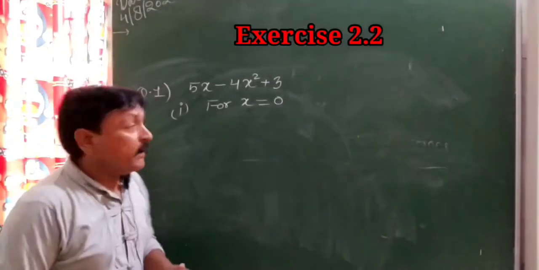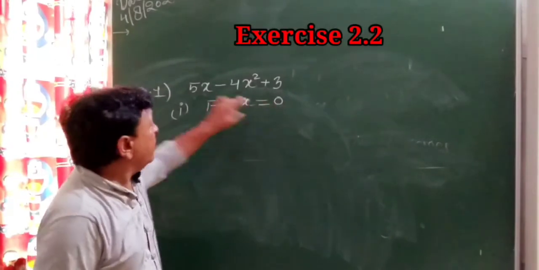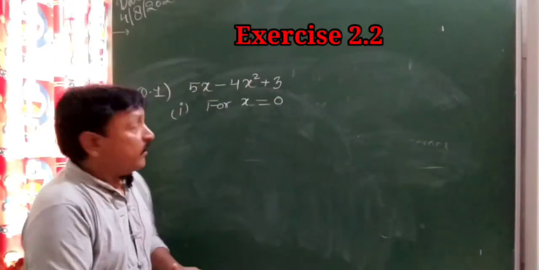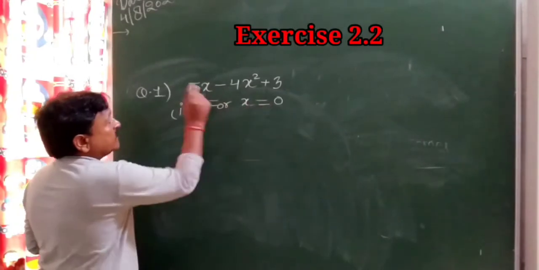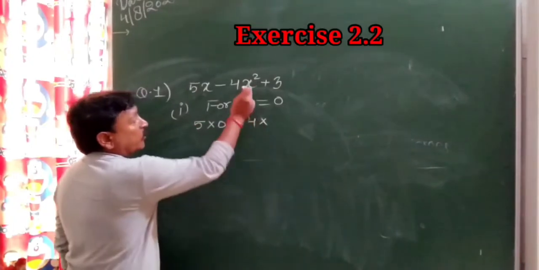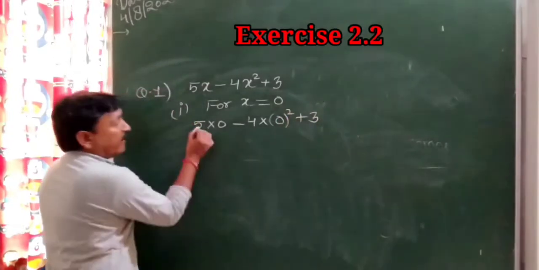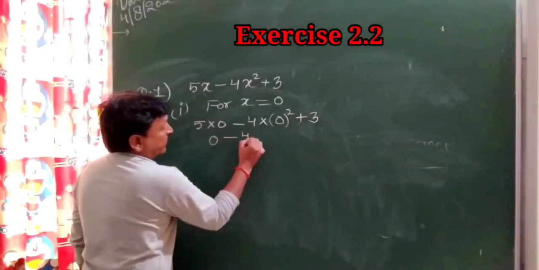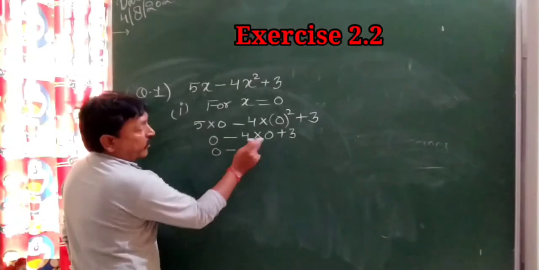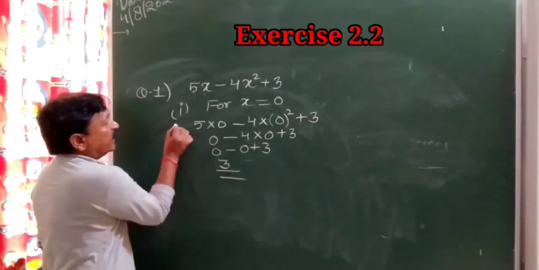So how to solve it? The method of solving is that we have to substitute 0 in place of x. Means in place of the variable we put its value and solve this expression. Now put it in place of x, what will come? 5 into 0, minus 4 into 0 square, plus 3. 5 into 0 is 0, minus 4 into 0 square is 0, plus 3. 0 minus 0 plus 3. So what is left? 3. And 3 is our needed answer.